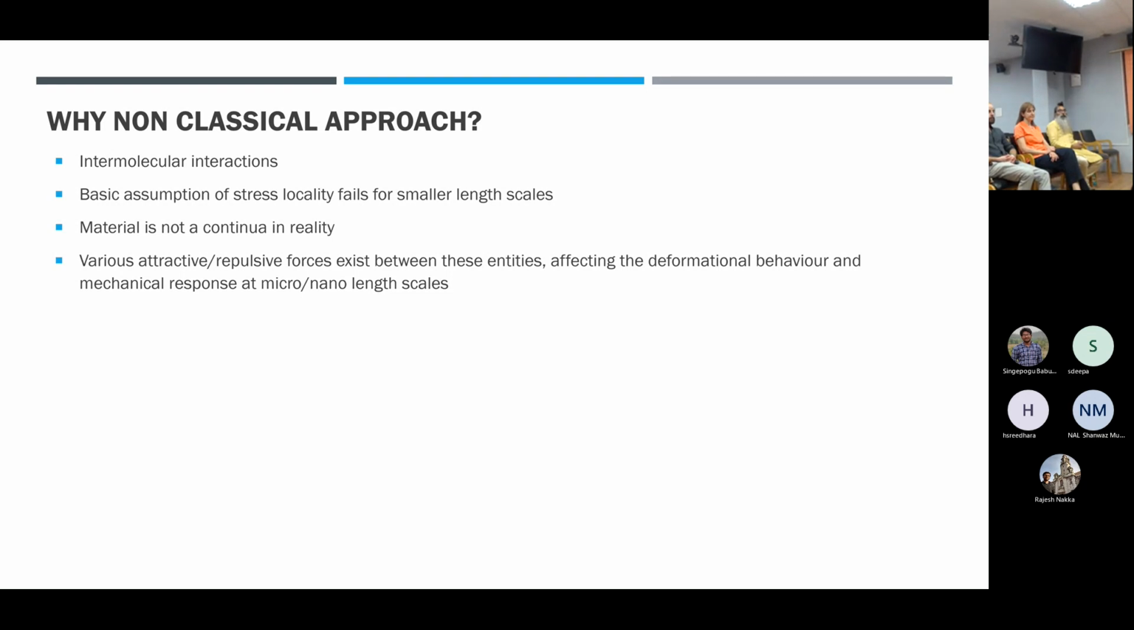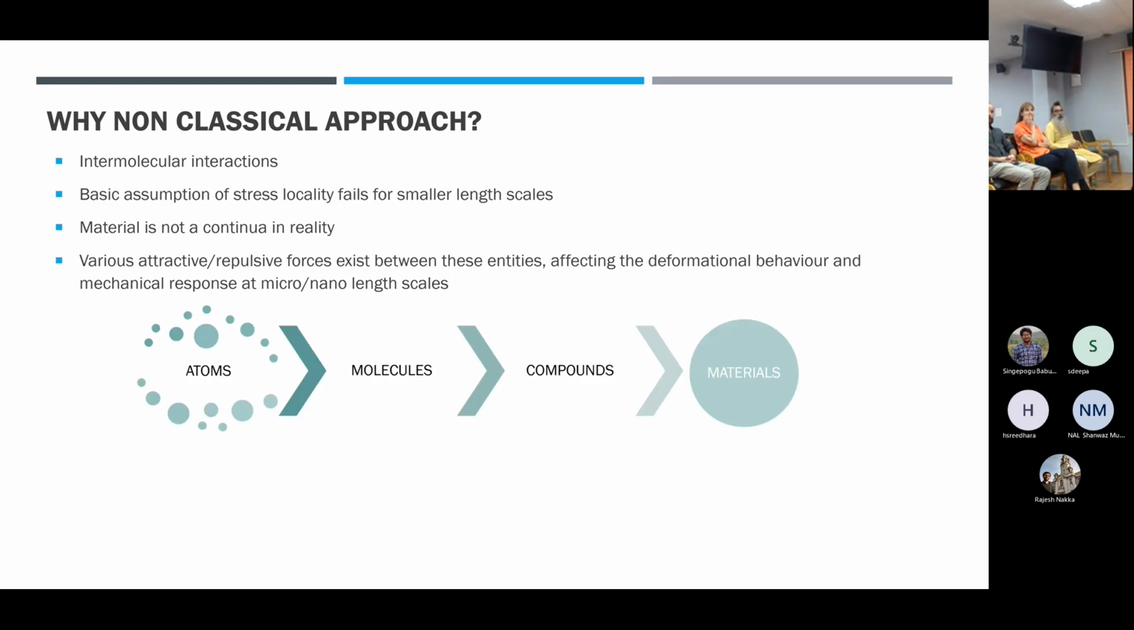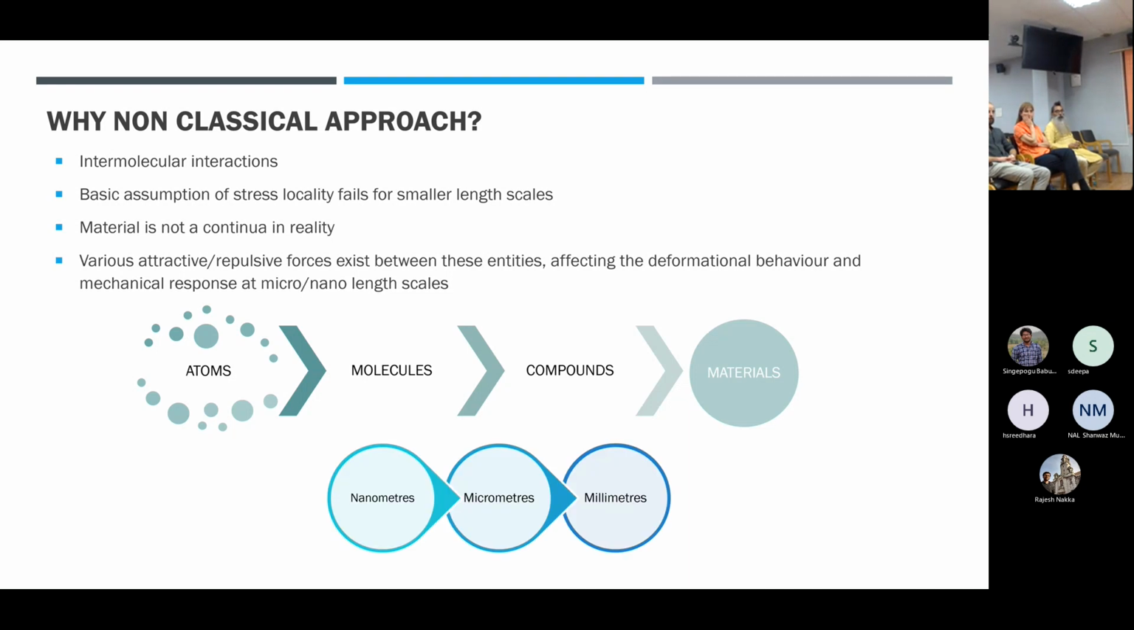And instead of going for molecular dynamics or molecular mechanics approaches, which are very good and very accurate for smaller structures existing only at nanoscale or microscale, if we want to extrapolate those results to a larger structure like some aerospace structure or composite, then it will take a huge amount of computational effort and time. So instead of doing that, we can go for this approach. So we have atoms, molecules, compounds, which together make the material. And starting from nanometers, going to micrometers, we can achieve these responses at the millimeter level.